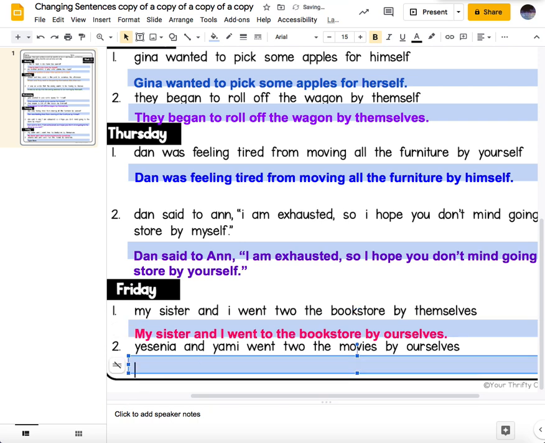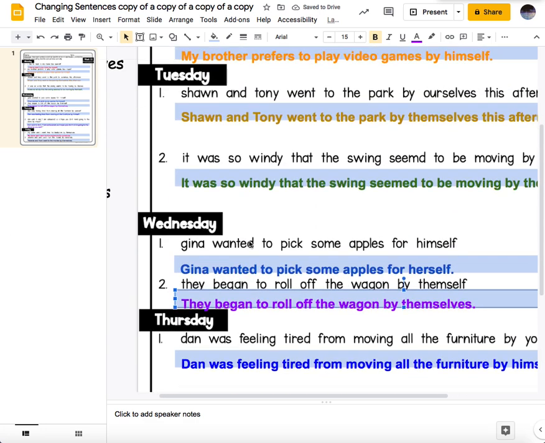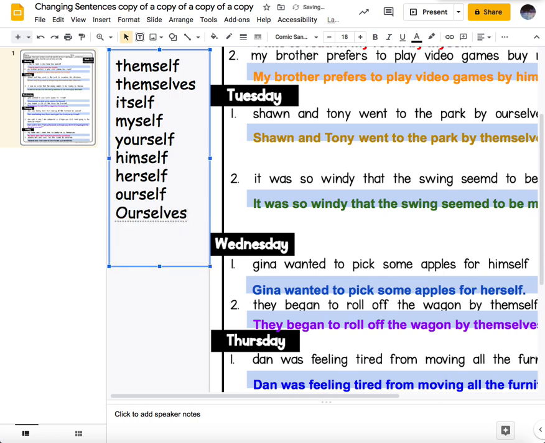Okay. Let's see this one. Yesenia and Yami. Both of these have to be capitalized because it's a person's name. Went to, wrong 2, the number 2 again, the movies by themselves, not ourselves. And we are done. I was just wondering, the last one caught me off guard on something. Make this a lowercase. There's an S. Okay, I'm just gonna leave it there.